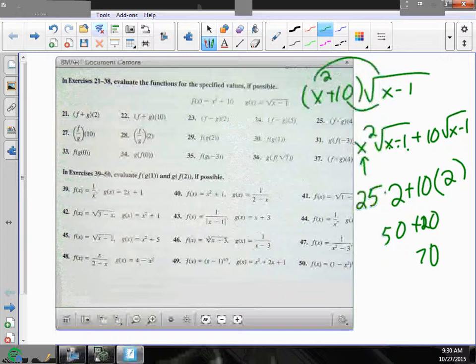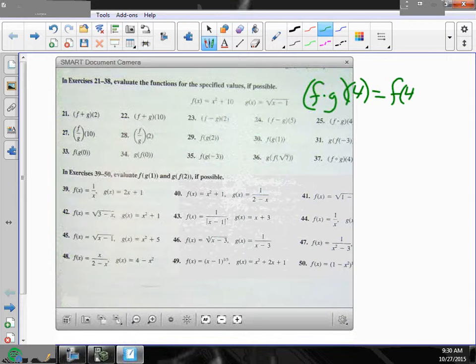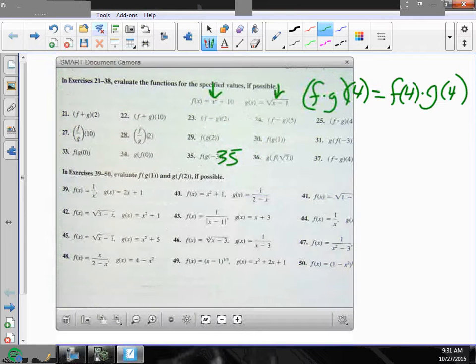Now, in my opinion, that's a waste of your time. What I would do is use the property that f times g of 4 is equivalent to f of 4 times g of 4. What's the difference there? You didn't multiply the two equations, you just plug the numbers in and then multiply the answers. So if you plug 5 in there, 25 plus 10 is 35, and plug 5 in there, square root of 4 is 2, and I get 70.